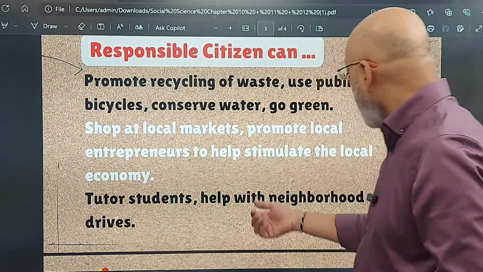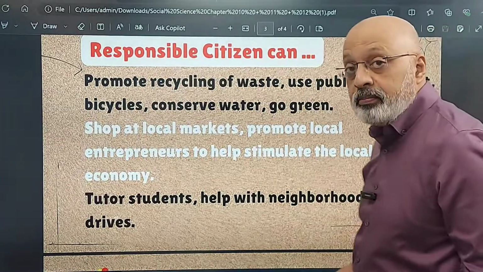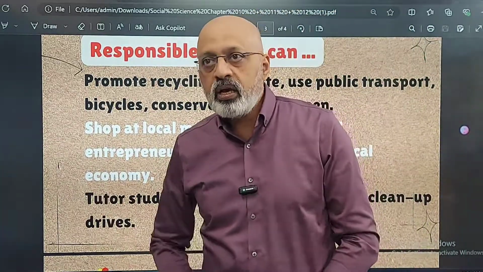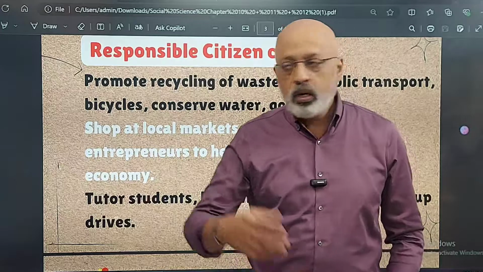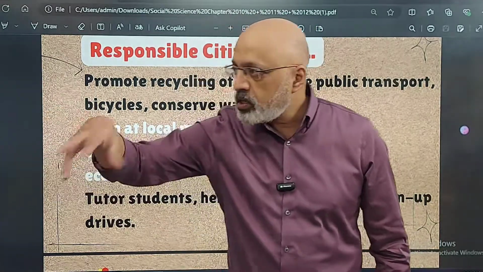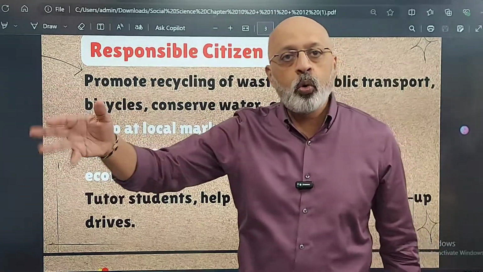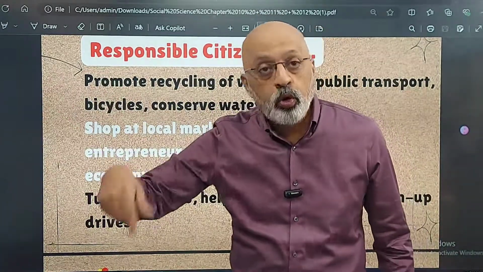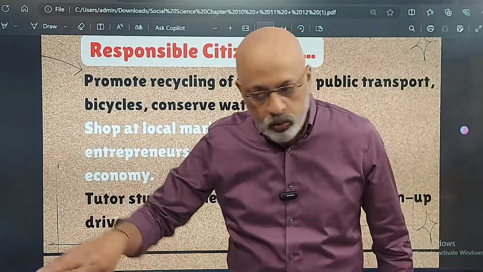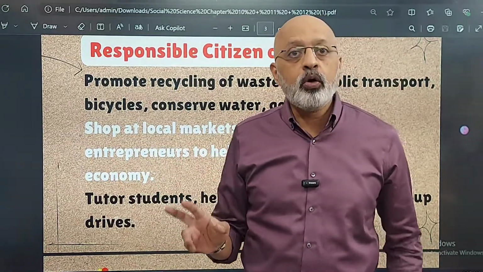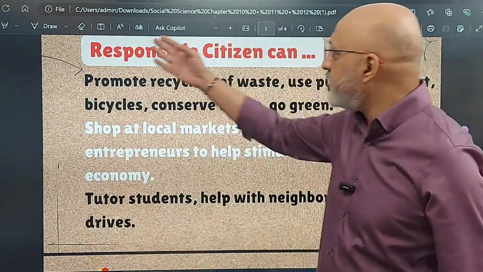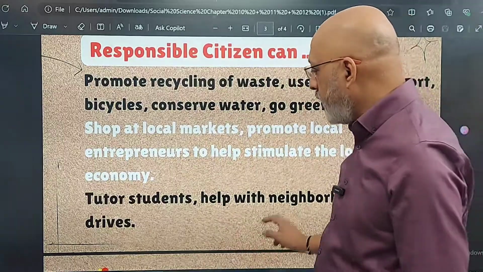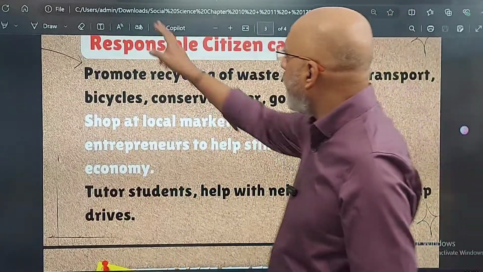Okay, I help with the neighborhood cleanup drives. Okay, let's say on the second Sunday of every month, there's a lake which is dirty, so we go, 20 of us go and help clean the lake so that the environment is clear. The neighborhood park में garbage disposal हो रहा है, तो वहां पे garbage सब remove करके clean up करो. So you can be a responsible citizen by doing all these things. Okay, so that is the idea.